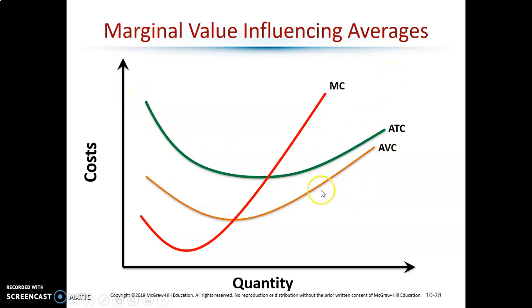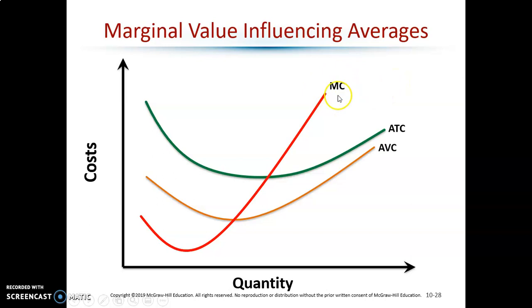Because again, everything that goes into the average variable cost curve is in here. Everything that's in the average variable cost curve is in the average total cost curve. But the average total cost curve also has your fixed costs in there. So it's always going to be larger than average variable cost at every single quantity. Average total cost is always, always larger than average variable cost. So this curve is above this one. Average total cost is above average variable cost at every quantity. They have a similar shape, but they're not exactly parallel.